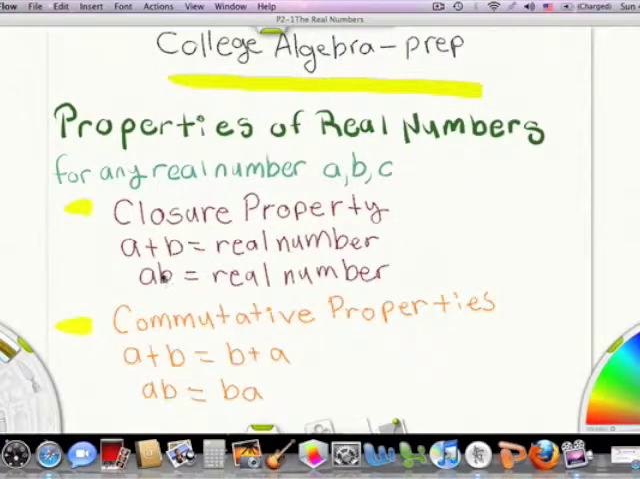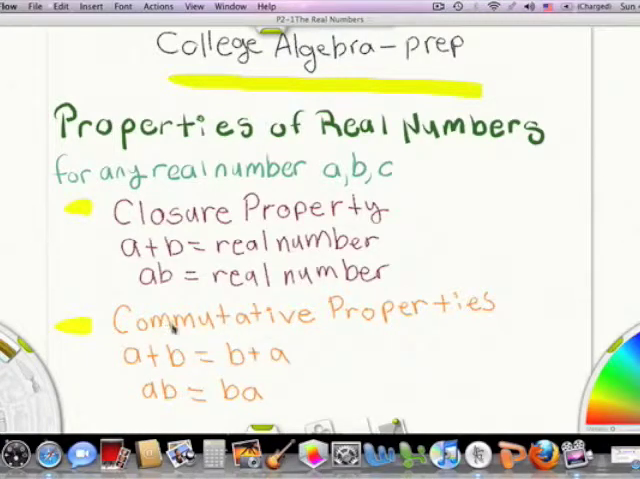And also, if you multiply real number A and real number B, it's going to result in a real number. So this is just saying if you're doing either of these two operations, you're not going to result in some imaginary number or something like that. And we'll talk about imaginary numbers later on in this course.